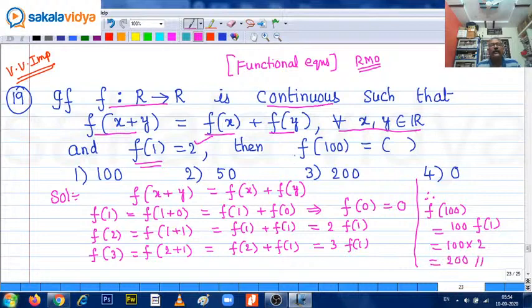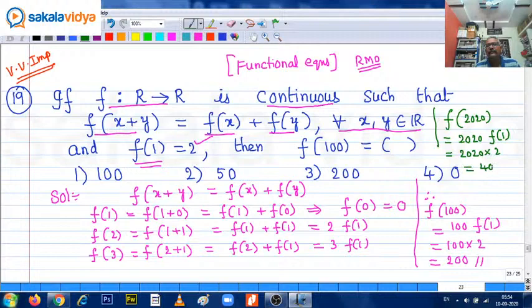Not only f of 100. Suppose this question may be asked this year like this, f of 2020. f of 2020 also we can find out. That is 2020 times f of 1. What is f of 1 given? 2. So 2020 times 2. So our answer is 4040, not a 20-20 match. It's a 40-40 match.